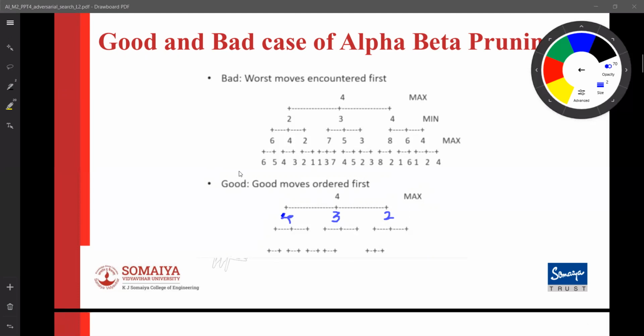Similarly, for the children of 4, how should I order them to get the best pruning? If you see, I have ordered them here as 6, 4, 2, 7, 5, 3 and 8, 6, 4. Now 4 is my min node, so I have to order them as 4, 6 and 8 to again get the best pruning from the min side. So I start with the min first. 4, 6 and 8 will be the answer. In this way, I will get the maximum pruning.